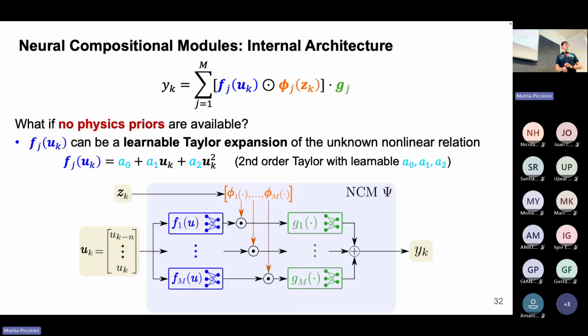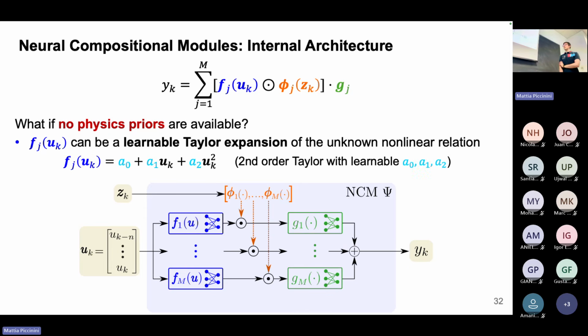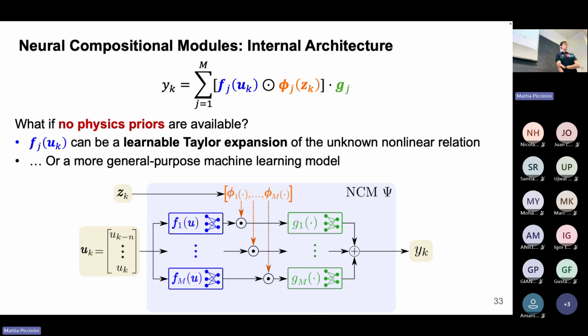Questions or ideas, or more general machine learning models? We can also say no, a Taylor expansion is not enough. We use a general purpose neural network in each of these F1 to Fm modules. We can still do that.